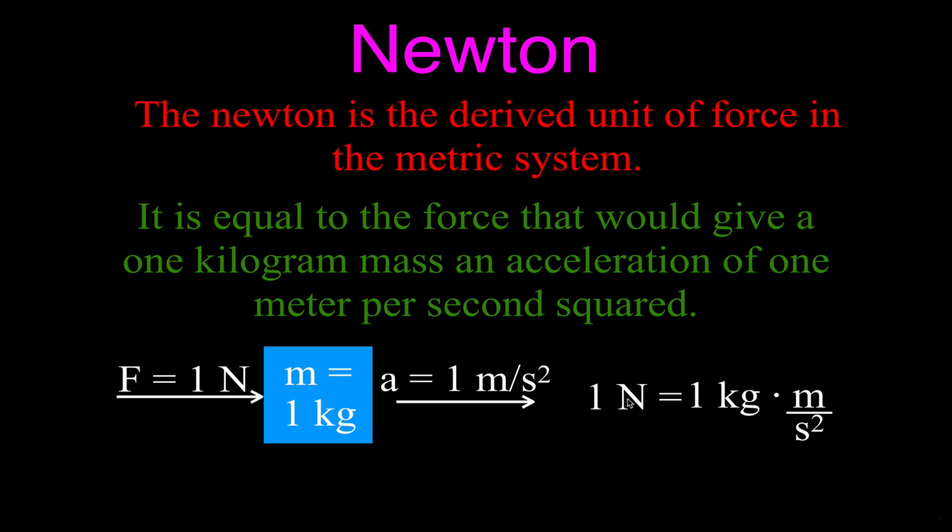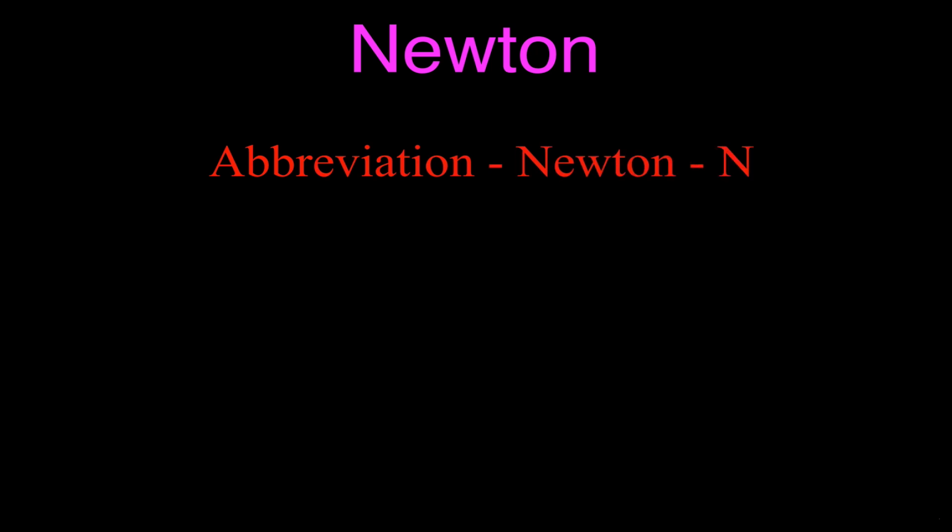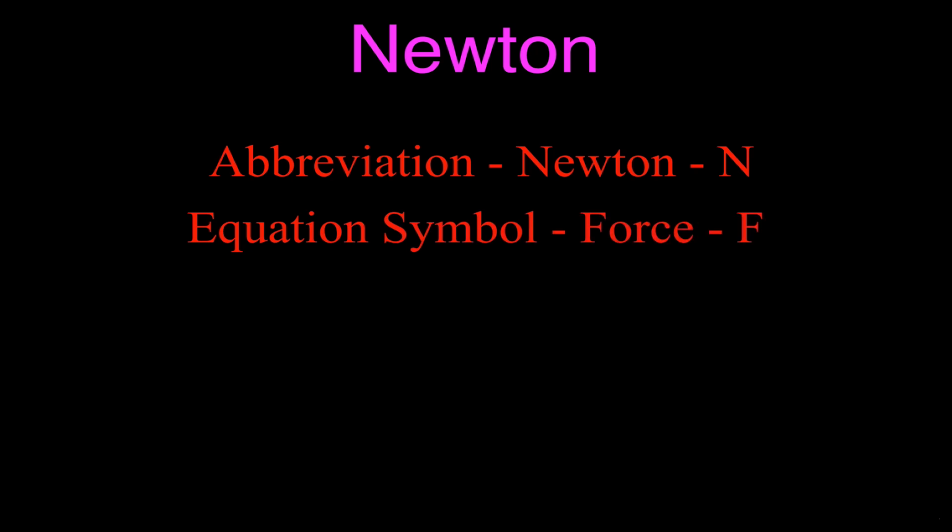All right, there you go. Now let's see what's next. Oh yeah, that's the real basics here. So the abbreviation for Newton is an N. It's a capital N. And the equation symbol for force is an F. And then you would write it down like this.